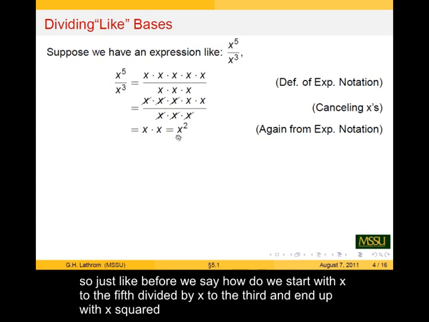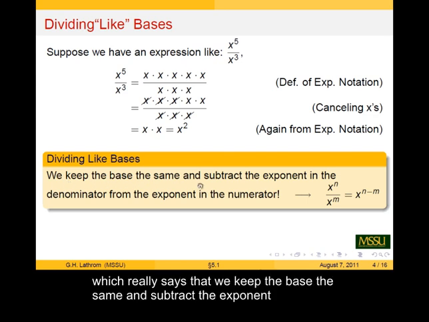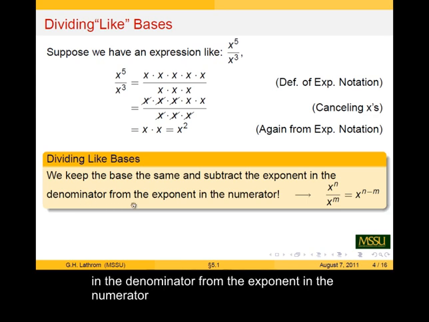So just like before, we say, how do we start with x to the fifth divided by x to the third and end up with x squared? Well, that nice property is the dividing like bases property, which really says that we keep the base the same and subtract the exponents in the denominator from the exponent in the numerator.